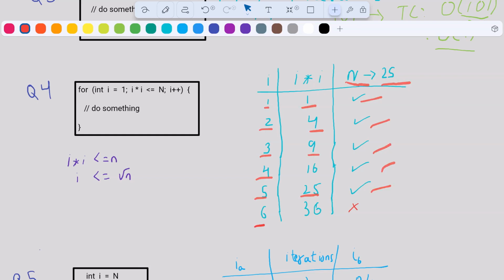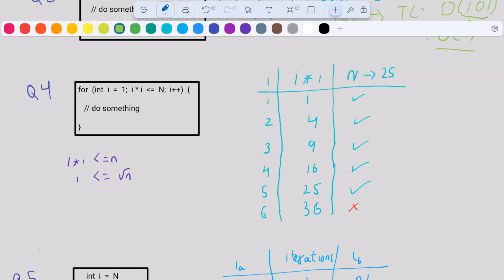When I will be 6, I into I will be 36, so this time it is more than n, so it will not run. So you can see over here how many times the loop is running: 1, 2, 3, 4, 5. So when n is equal to 25, it is running 5 times. So you can see it is running the square root of n. With this expression also you can understand: I into I is less than or equal to n. So I will be what? Less than or equal to root n.